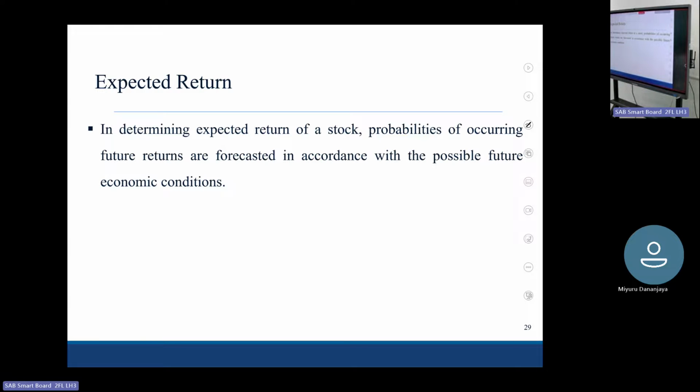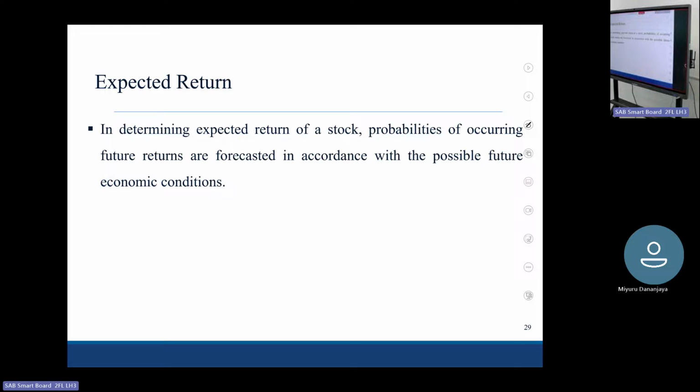So, average return based return calculation. Now expected return. For the investor, the expected return is the most important one because we are investing for the future. So to determine the expected return of a stock, probabilities of occurring future returns are forecasted in accordance with the possible future economic conditions, because we are forecasting future expectation.